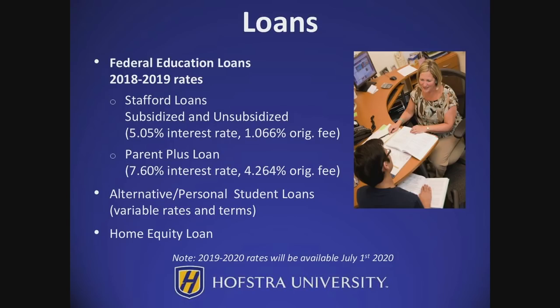Federal loans are not the only loans that are available. You can also do an alternate or personal student loan, which would have variable rates and terms. There's also home equity loans for another option. Please note the 2019-2020 rates will be available July 1st, 2020.